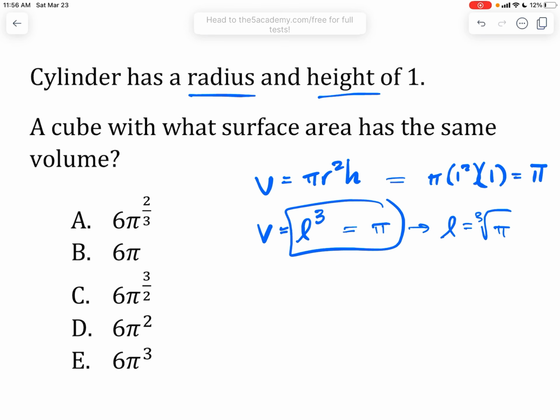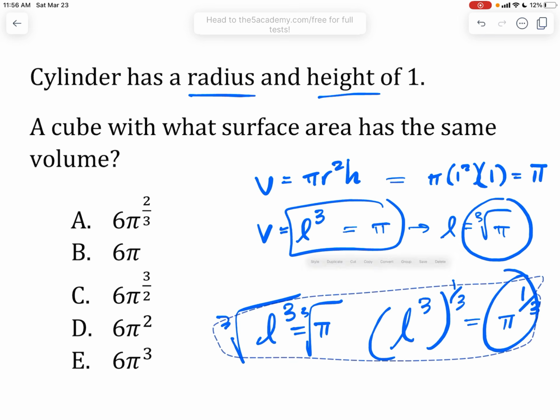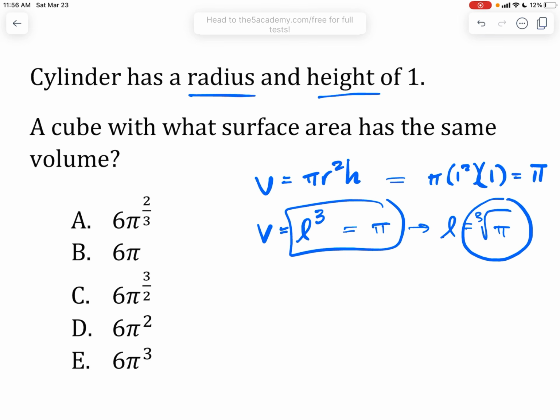If I want to evaluate this expression right here, length to the third equals pi, I basically have to take the cube root of each, which is the same thing as doing this to the 1/3. So this and this are the same exact thing, just as an FYI, but I'm not going to keep this here. I need the space to solve the rest of the problem. Okay, so a cube with what surface area? So now that we know the length of each side of this cube, we want to find the surface area.